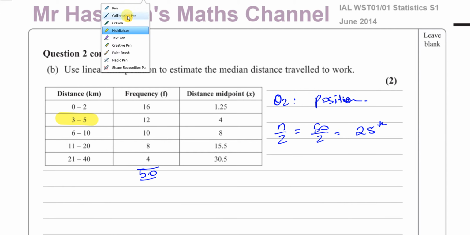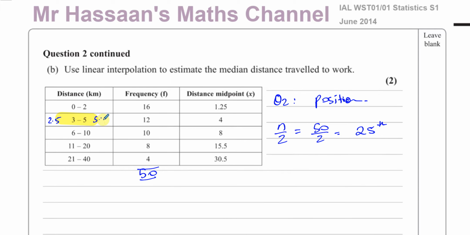Now remember, this group actually says 3 to 5, as we discussed earlier. The actual width of the group is from 2.5 to 5.5, as we mentioned before. So you can say Q2 is in the 3 to 5 group. What I'm going to do now is make a little sketch of this group.